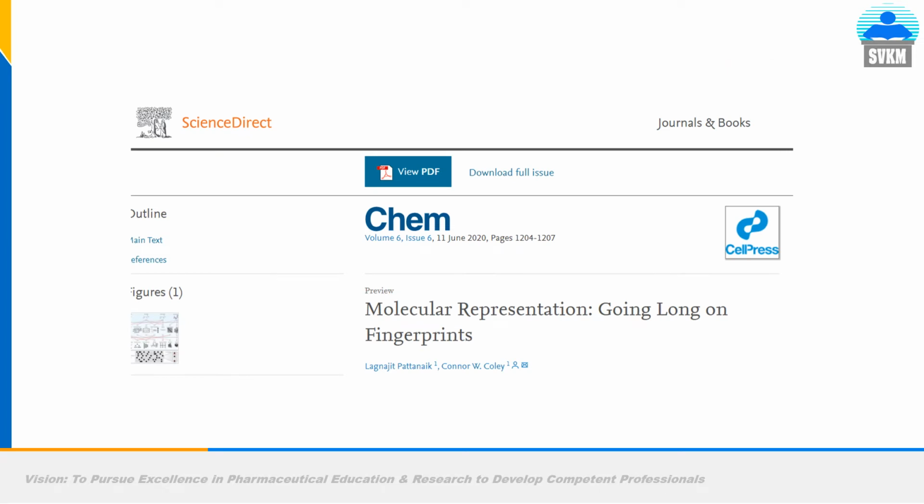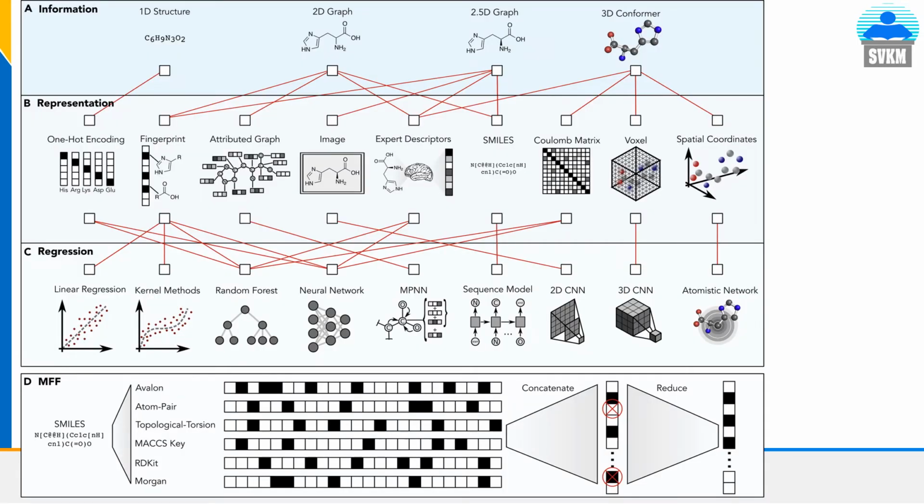Another paper, Molecular Representation: Going Long on Fingerprints. This can also be seen by you from the journal Chem, published in June 2020. From this paper, I have taken this infographic which indicates various types of representation. So you have this chemical structure in a 1D structure. This is 2D fashion. This is 2.5D graph, and if it shows the spatial arrangement, it is called a 3D conformer. Now this is the information you have.